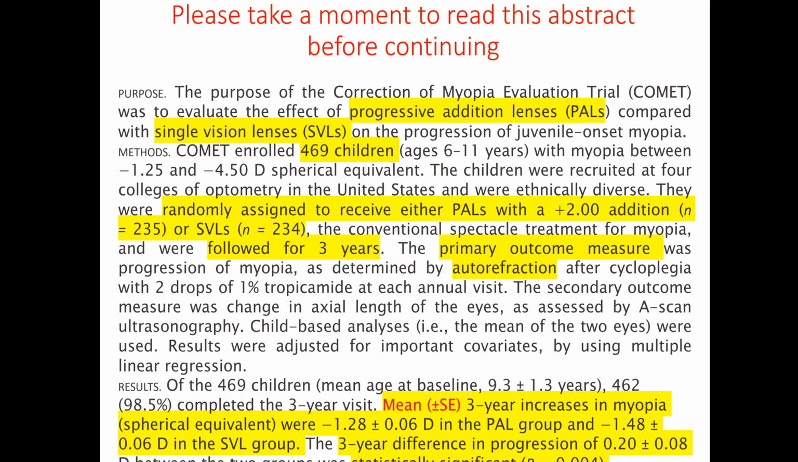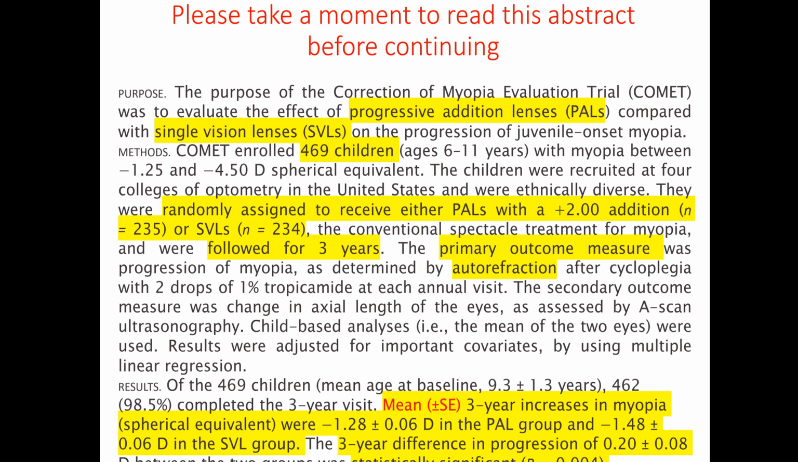this is talking about the COMET trial, a very large study to evaluate progressive addition lenses compared to single vision lenses on progression of juvenile onset myopia. It's a pretty big sample, 469 kids, and the children were recruited at 4 colleges of optometry. They were randomly assigned to receive either PALs with a +2 add or SVLs. And they were followed for 3 years.